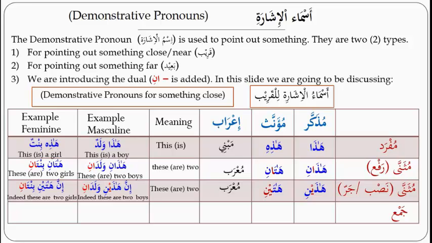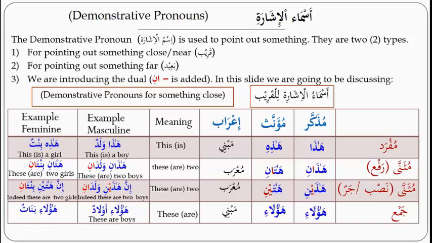Inna hataini. The inna affects the first word. It doesn't affect the second one, right? Inna hataini bintani. Right? Then we have the jama. And both of them are the same. Ha'ula'i. And it is mabni. It means these are. Ha'ula'i awladun means these are boys.